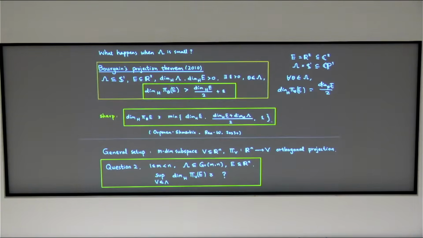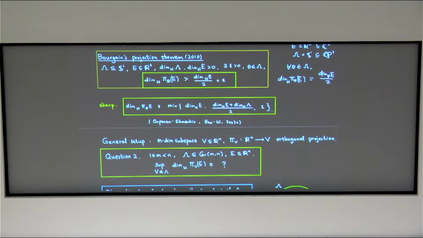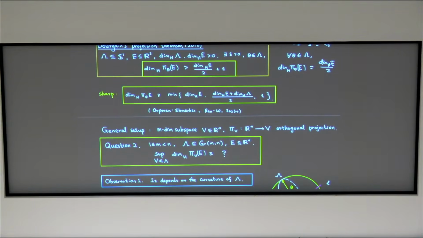Okay, so for the general setup, suppose we have an m-dimensional subspace V, and we let pi V denote the orthogonal projection from R^n to this m-dimensional subspace. Now the analogous question is, suppose we have a subset of the Grassmannian, or in other words, a collection of m-dimensional subspaces in R^n, can we find a subspace in this collection such that the Hausdorff dimension of the orthogonal projection image is large?